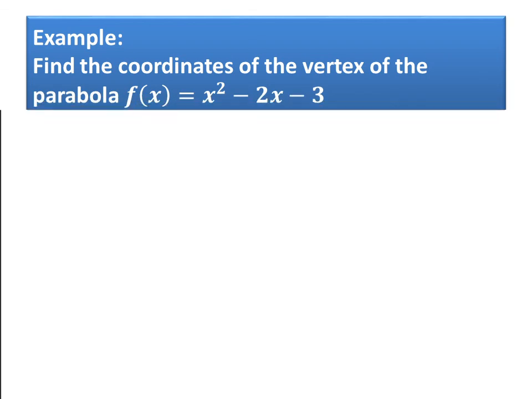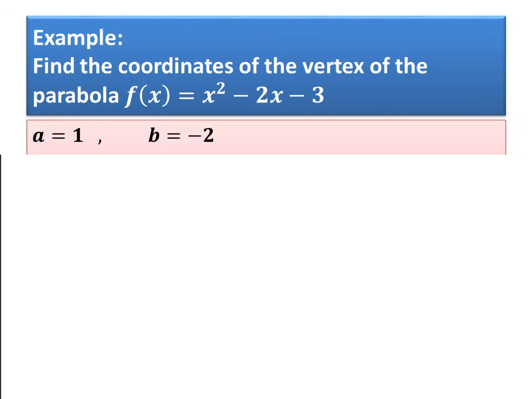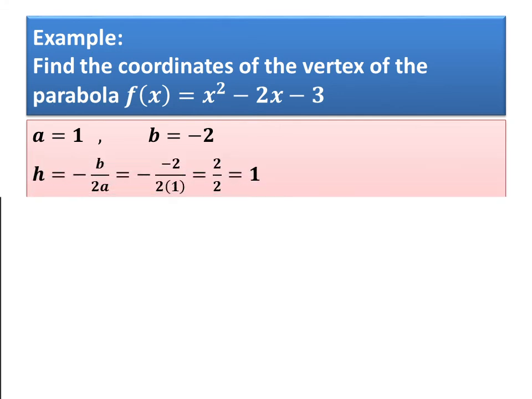So let's have an example. Find the coordinates of the vertex of the parabola f(x) = x² - 2x - 3. Here, a, which is the coefficient of x², is 1. b, which is the coefficient of x, is -2. So h, which is equal to -b/2a, is equal to -(-2)/(2 times 1), which is 2/2, which is 1. So the x coordinate for the vertex, which is h, is equal to 1.